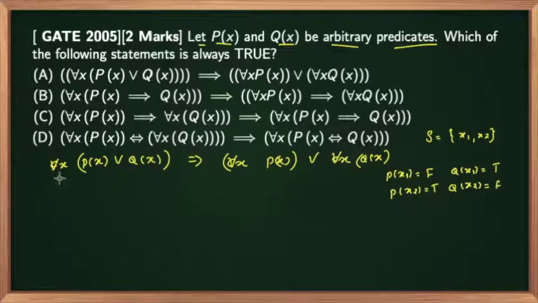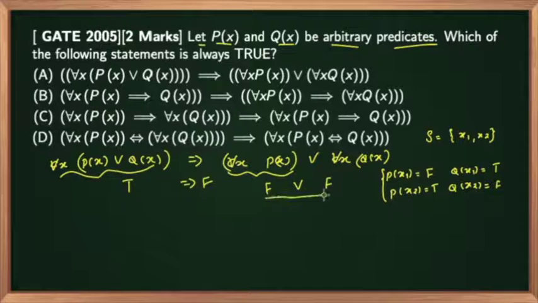See, my idea is I have to prove that this truth assignment should make this left side true and right side false, right? So how can I make the right side false? For all x, p of x should be false. So that's why for p of x1 and x2 I have given at least one value as false, so that I know for all x, p of x will be false. Or similarly for all x, q of x, I have given one value as false, so this also will evaluate to false. Right? So right side I have false.